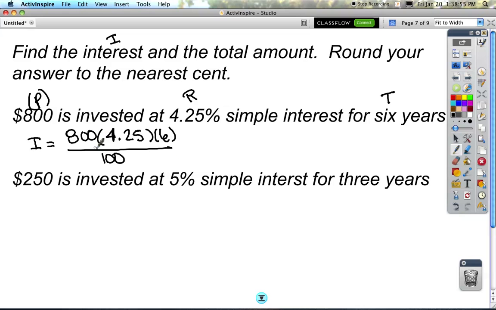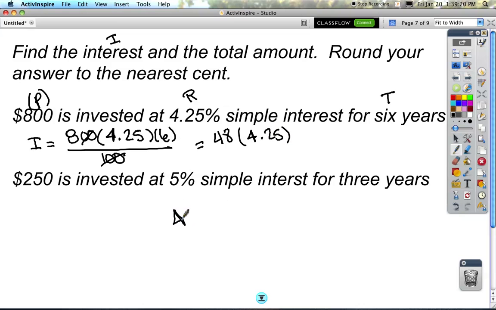Okay. So rather than working out 800 times 4.25 and then multiplying that by 6 and dividing by 100, what we're going to do is simplify the 100 and the 800. So what does that simplify to? 8. Now, 8 times 6 is what? 48. So you're going to multiply 48 by 4.25.